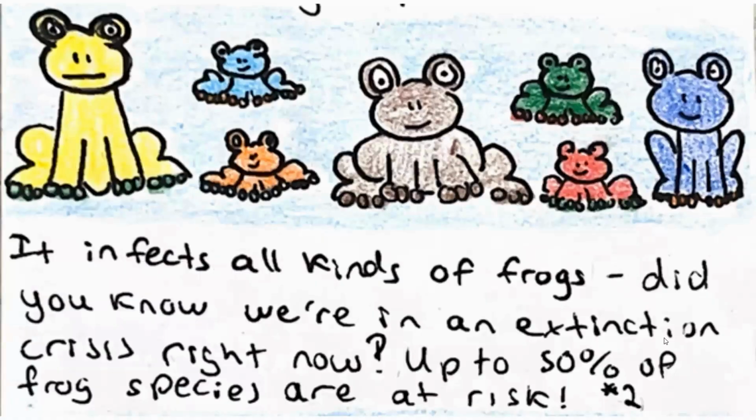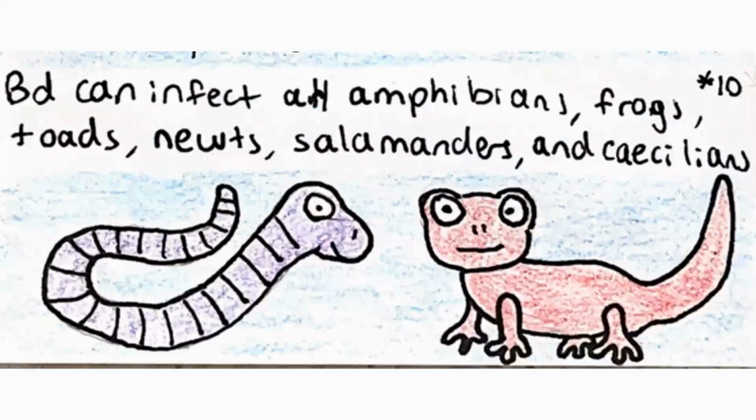It infects all different kinds of frogs. Did you know that we're in an extinction crisis right now? Up to 50% of the frog species are at risk. Uh-oh. BD can infect all amphibians, from frogs to toads to newts, salamanders, and caecilians. But frogs are the ones who are most impacted.